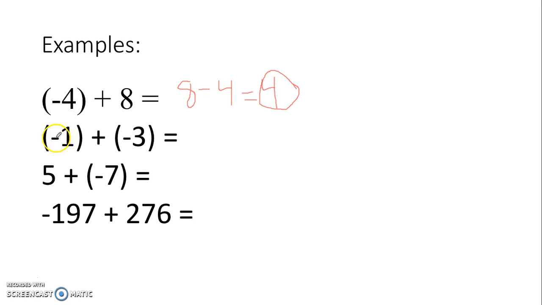Example number 2 is negative 1 plus negative 3. So we have a negative plus a negative. So with same signs, we add. So 1 plus 3 is equal to 4. And we keep the sign, right? We keep the sign. So it's negative 4.